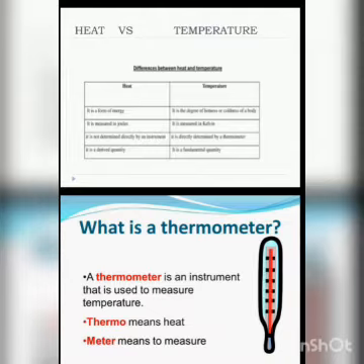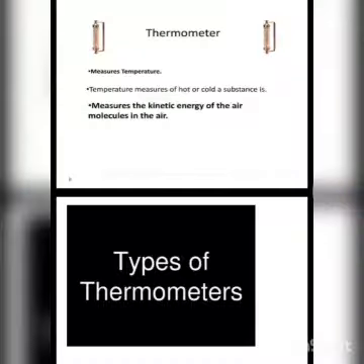Now the question is, how will you measure the temperature? Temperature is measured by a device known as the thermometer. Thermometer is a combination of two words, thermo plus meter. Thermo means heat and meter means to measure. So a thermometer is an instrument used to measure the temperature, the degree of hotness or coldness of a substance.